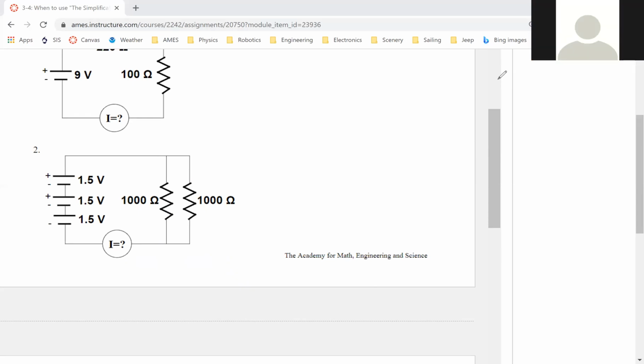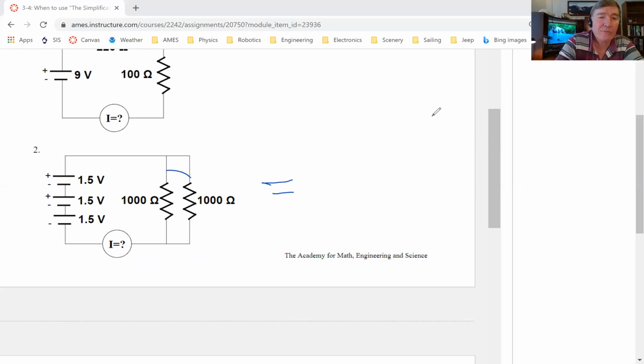I use the simplification method. Okay, so you talk us through it, and I'll draw on the screen and try to match whatever you say. Okay. So we're just going to redraw the circuit as a series circuit.